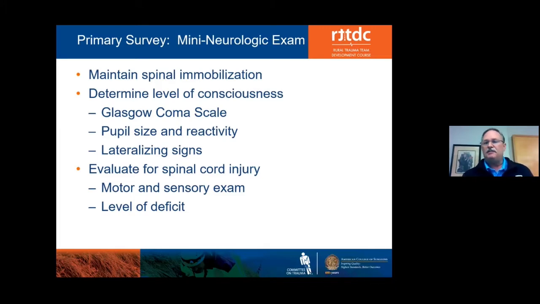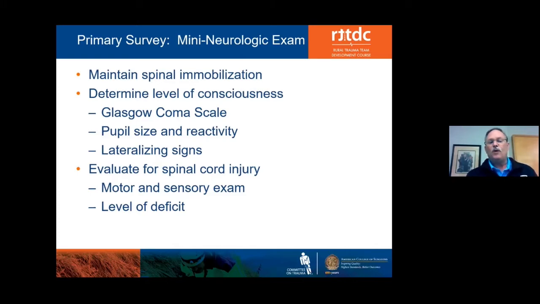Level of consciousness can be as simple as, hey, how are you? What's your name? Where are you at? What happened? Obviously, check pupils, any lateralizing signs such as decorticate or decerebrate posturing, and the Glasgow Coma Scale, which will be important in determining the need for definitive intervention.